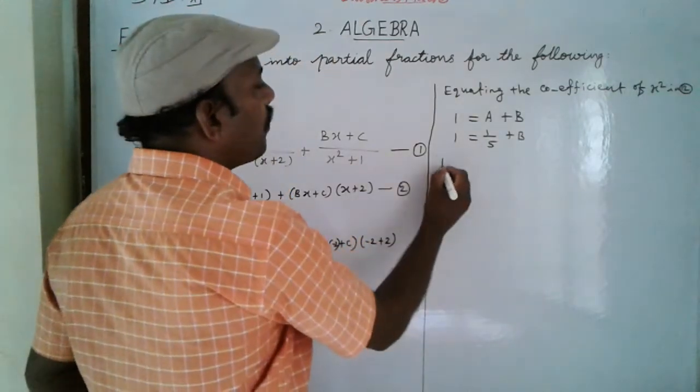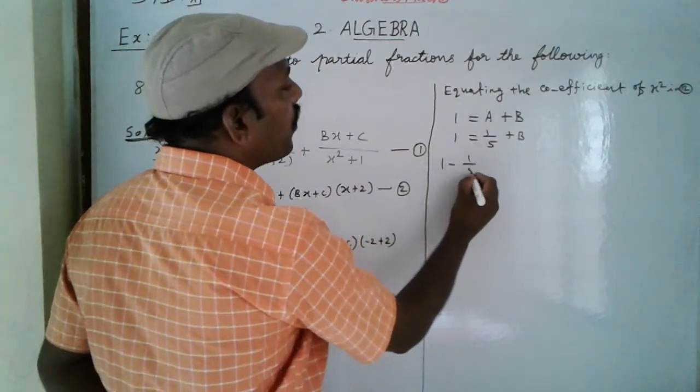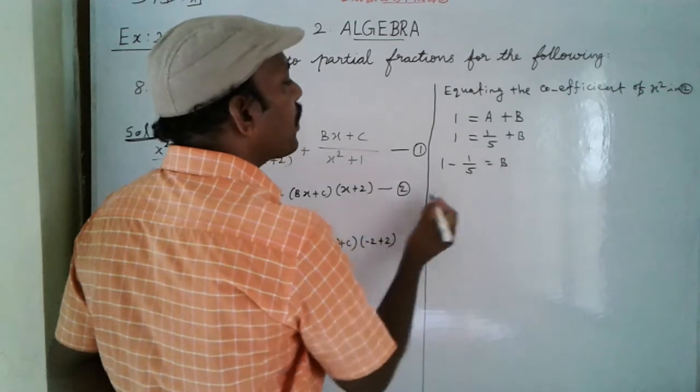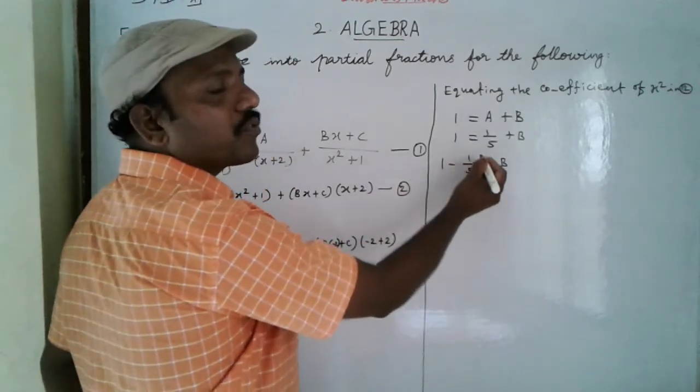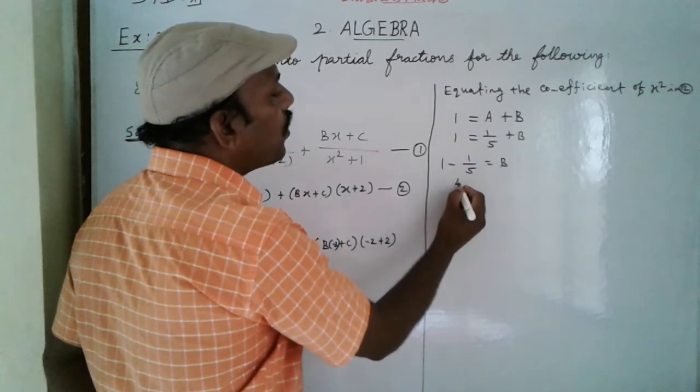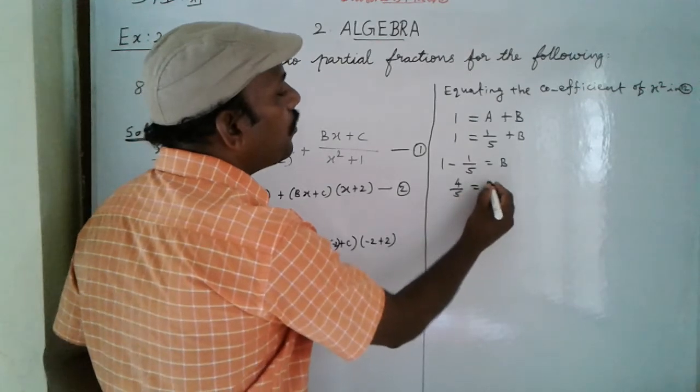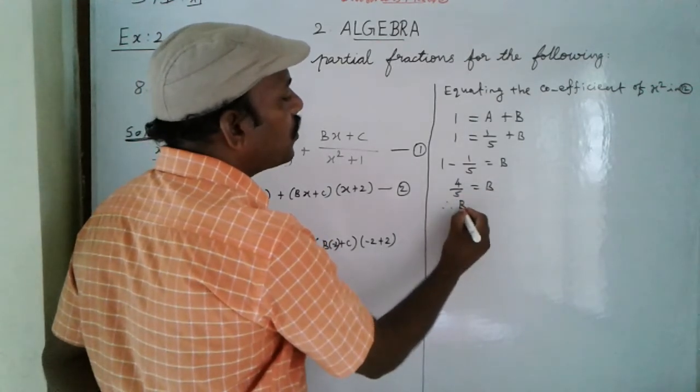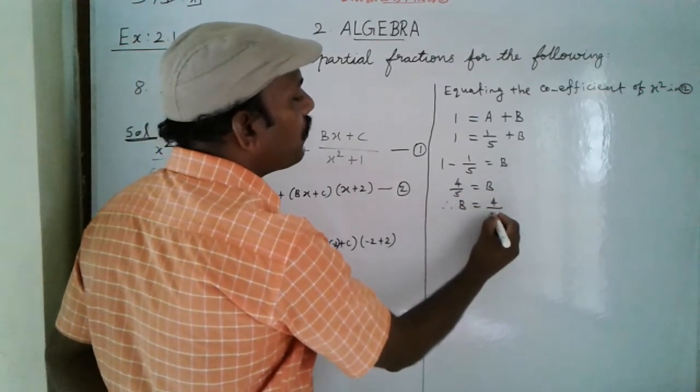1 by 5 we take to the left: 1 minus 1/5 equals B. So 1 into 5 is 5, 5 minus 1 is 4. 4 divided by 5 equals B. Therefore B equals 4 divided by 5.